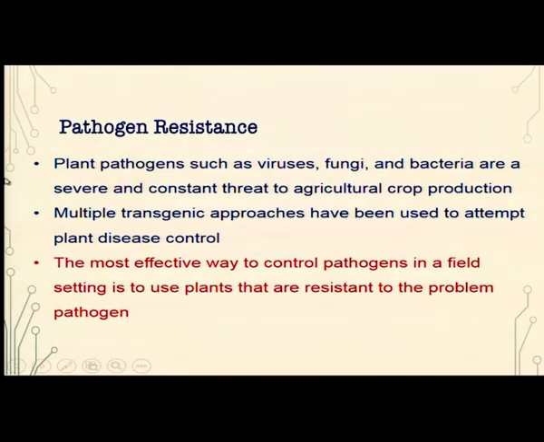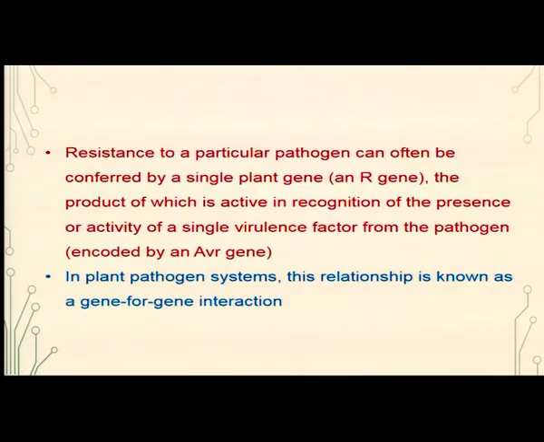Pathogen resistance. Pathogens such as viruses, bacteria, and fungi are severe and are a constant threat to agriculture. Multiple gene approaches have been used to create plant disease control. The most effective way to control pathogens in a field is to use plants that are resistant to the problem pathogen.